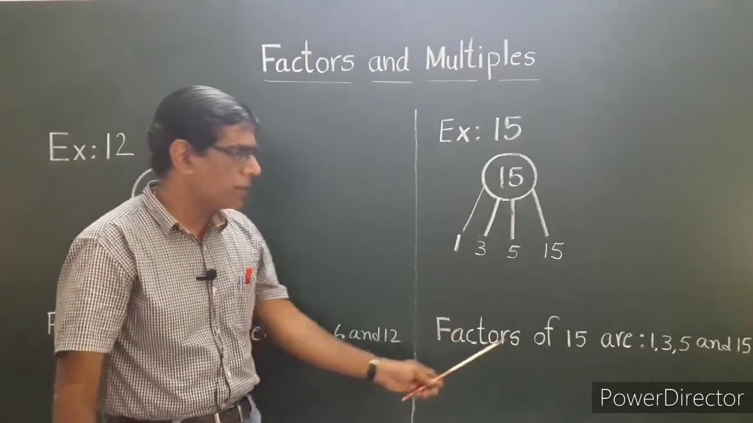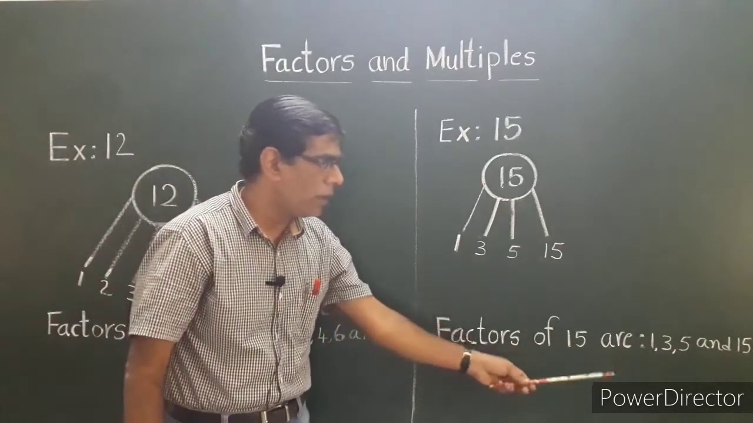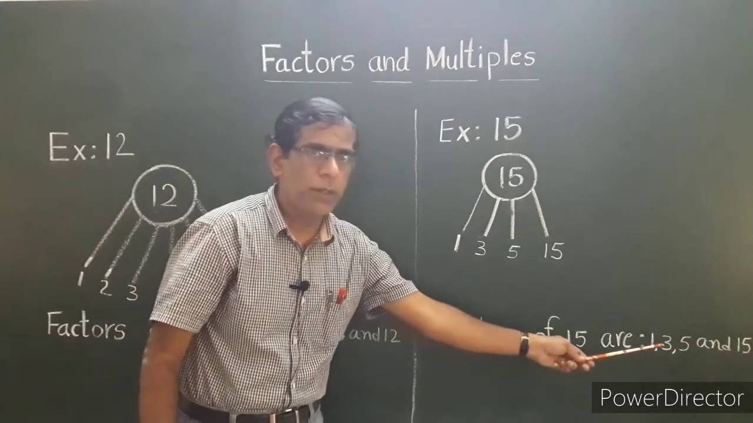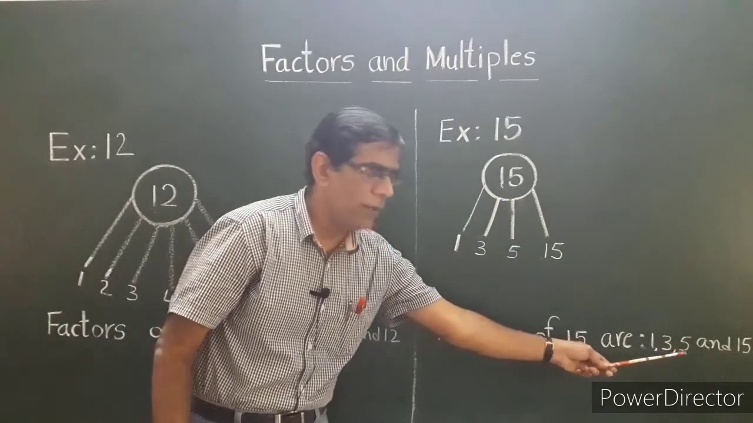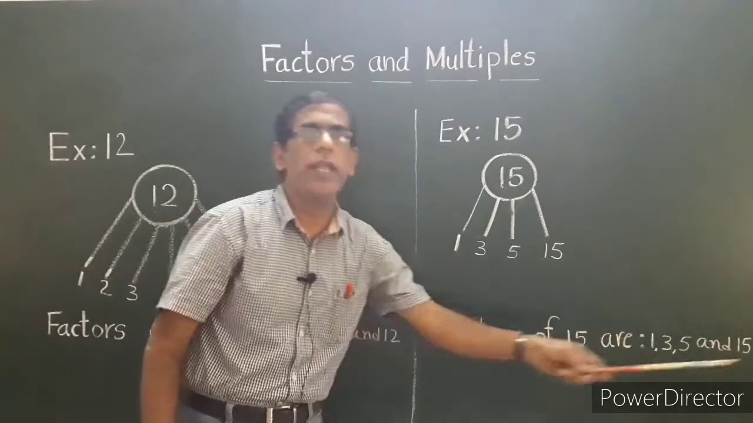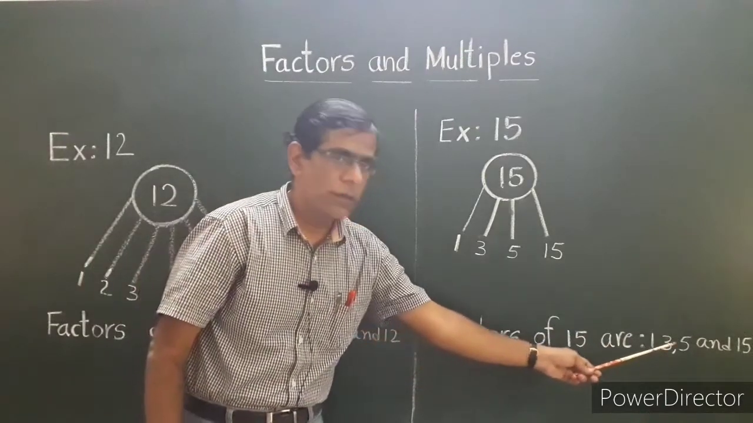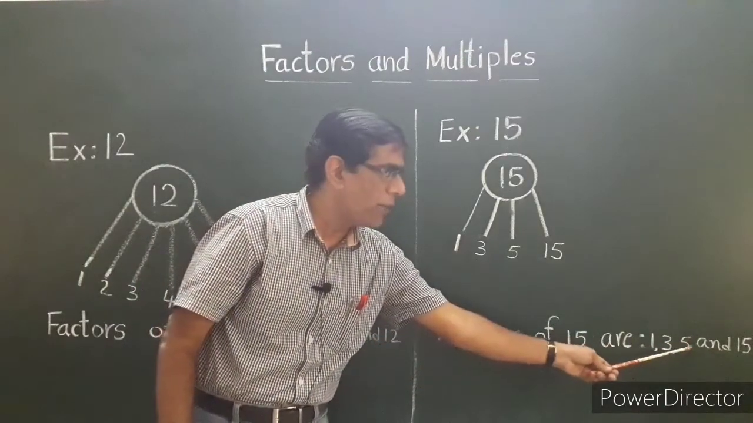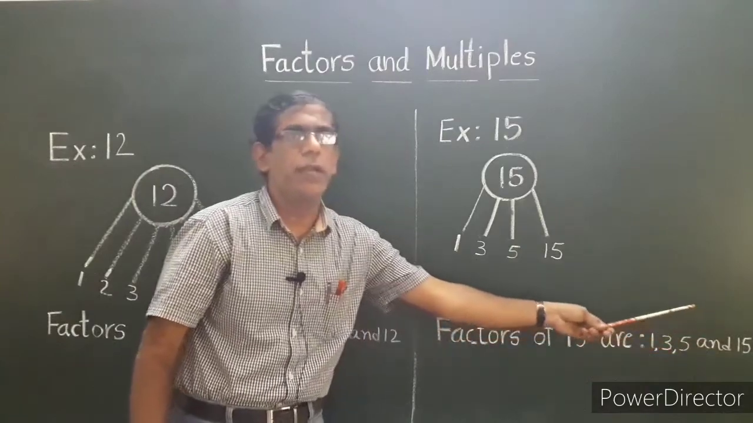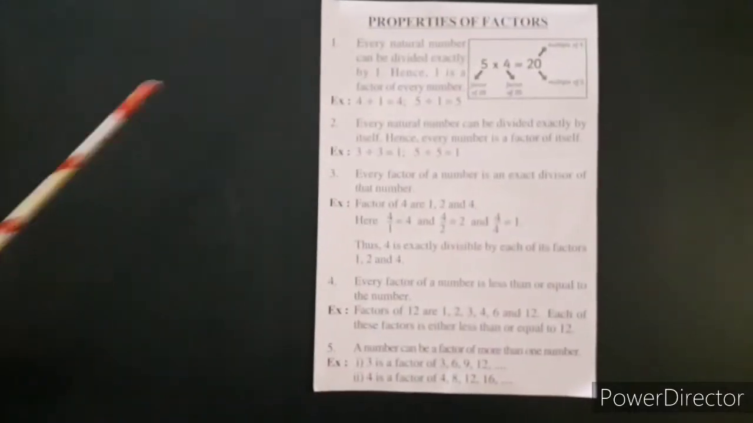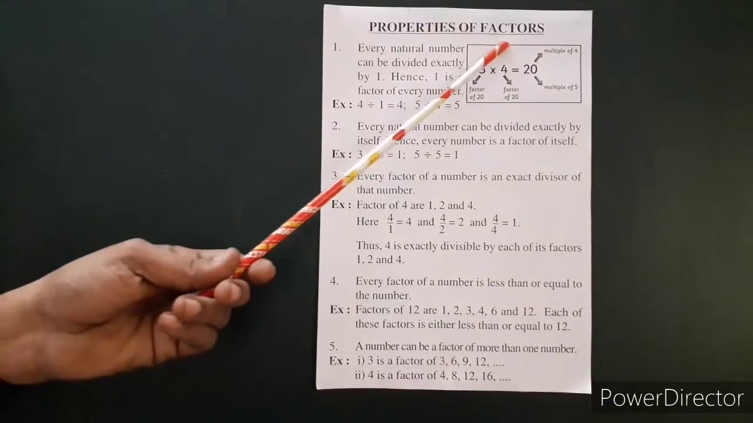Now the factors of 15 are 1, 3, 5 and 15. Okay children, let us discuss properties of factors.